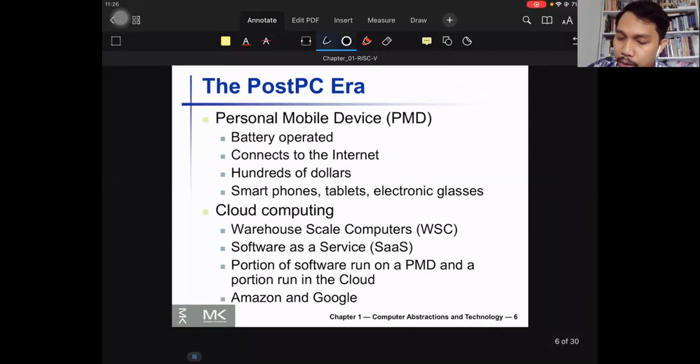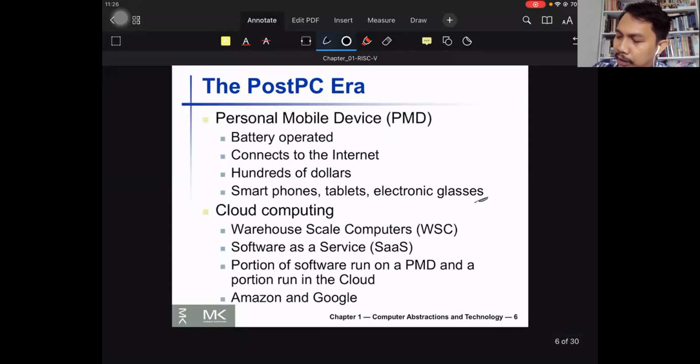The things I have just mentioned are considered PMDs, or personal mobile devices. Battery operated, connected to the internet, and very cheap, only hundreds of dollars. Even when multiplied into pesos, it's still cheap.